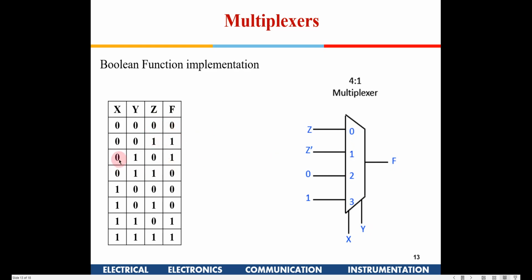Now for the second one, for x equal to 0, y equal to 1, there are two conditions out here. Now if you see, z is 0, f is 1, z is 1, f is 0, that means it is getting inverted out here. So I put z dash here. Right, so now z dash will come here.